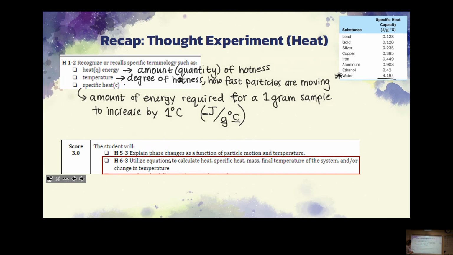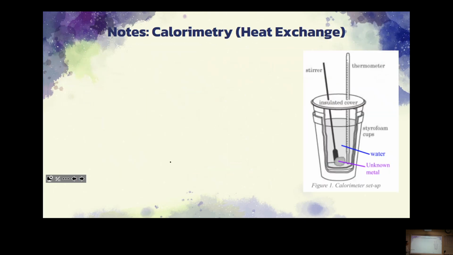And then the last thing, I just want to make sure we recall the equation Q equals mc delta T. Heat is represented by Q, specific heat is the little c, mass I hope we recognize, and of course our change in temperature is delta T. So that's just a recap to get our minds back in focus. We're going to be using that equation Q equals mc delta T with our calorimetry as well.